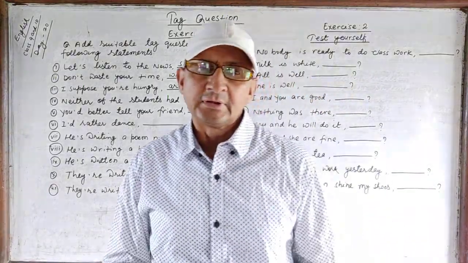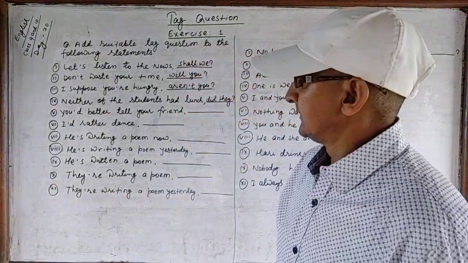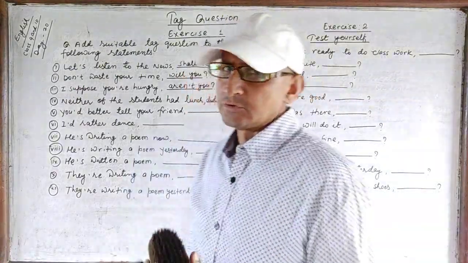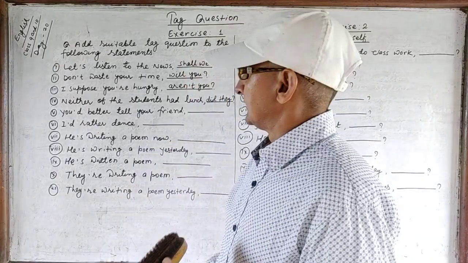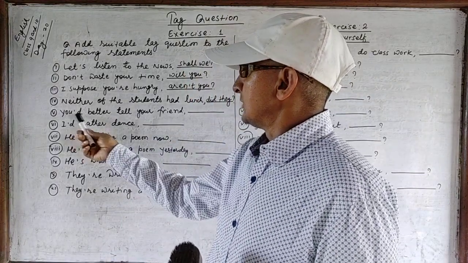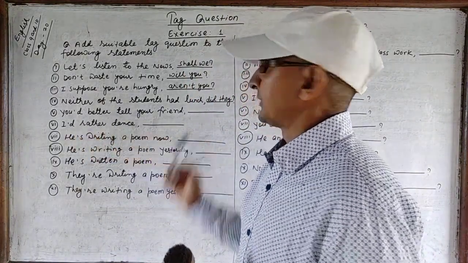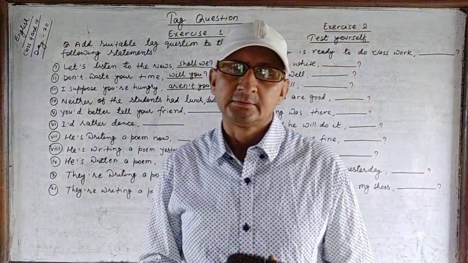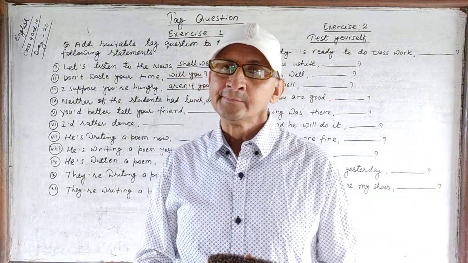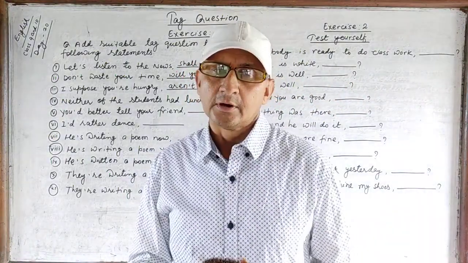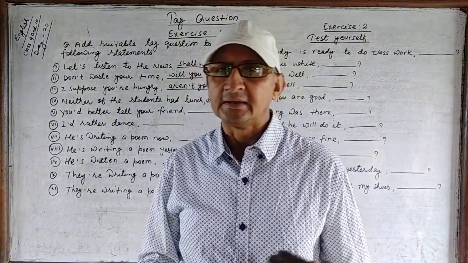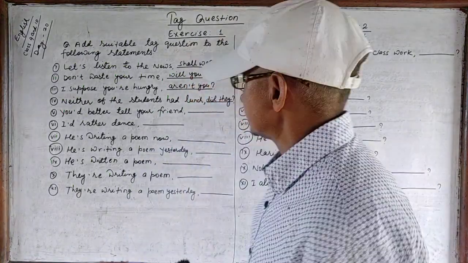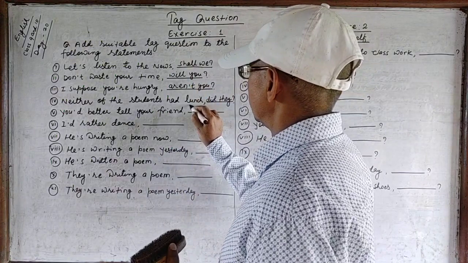The next question is question number 5. The next question: you had better tell your friend. You had better tell your friend. Can you say the tag of this statement? You can easily say, hadn't you.